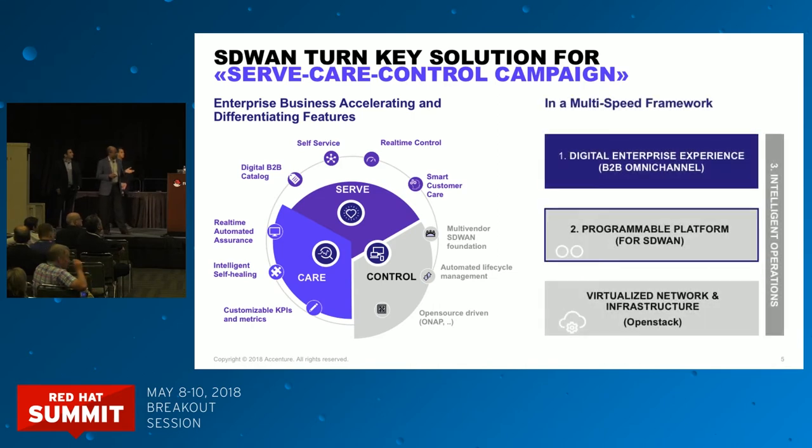How do we realize all these features? Basically, we have this platform starting with the digital enterprise experience, the omni-channel portal, to the programmable platform, which is what we'll focus on, what are the key pieces of that. All of this running on a virtualized infrastructure such as OpenStack, coupled with intelligent operations.